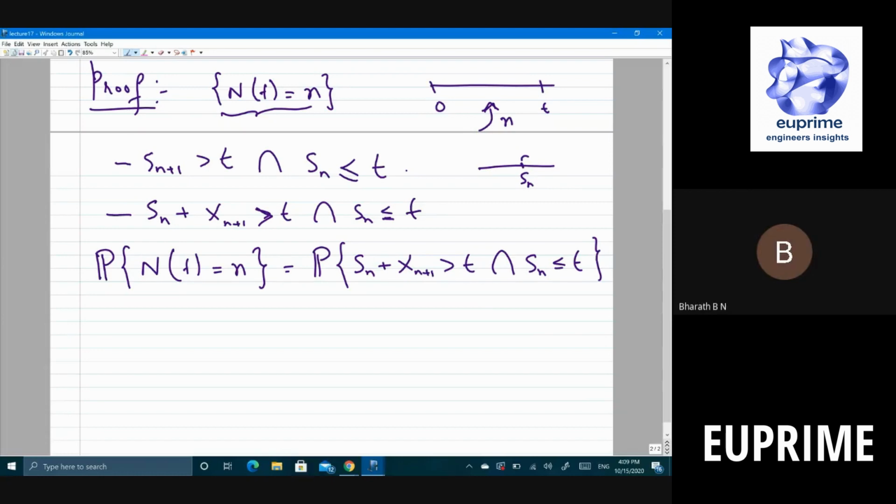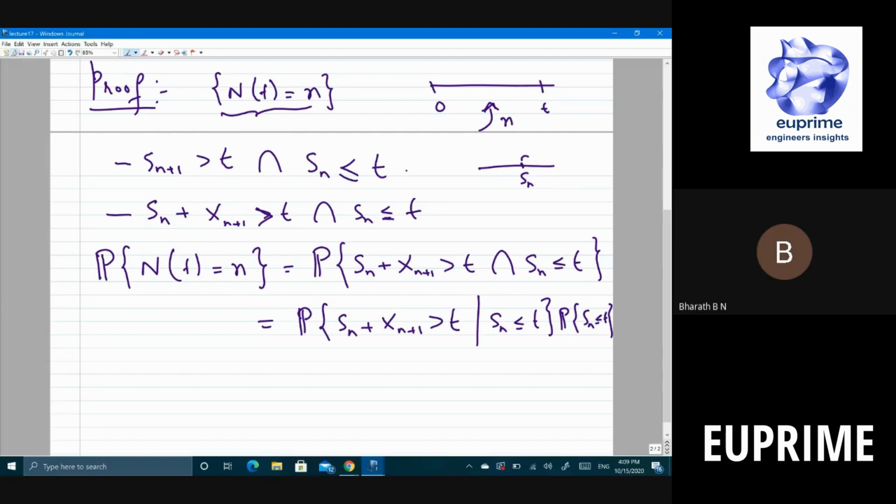Okay, what do you do now? So I can write this thing, right? So Sn plus Xn plus 1. I'll try this. I don't know. Given Sn less than or equal to t, into the probability that Sn is less than or equal to t, right? This is something that I can write.